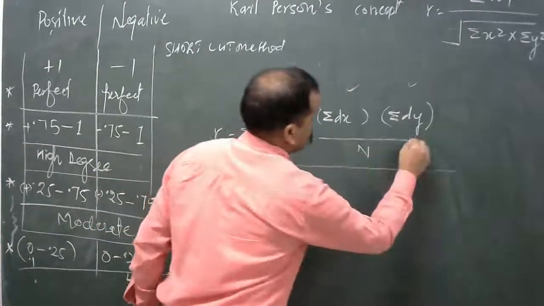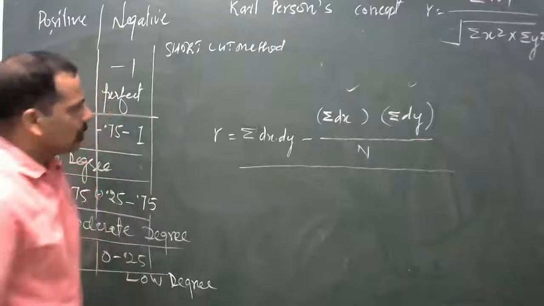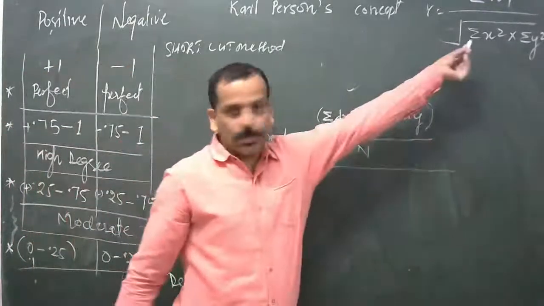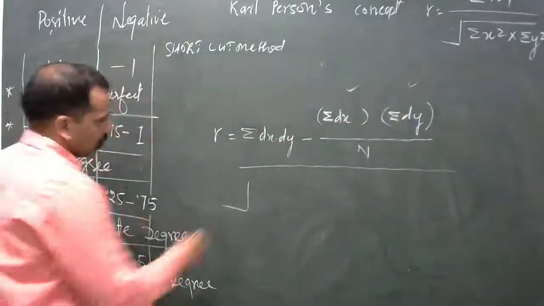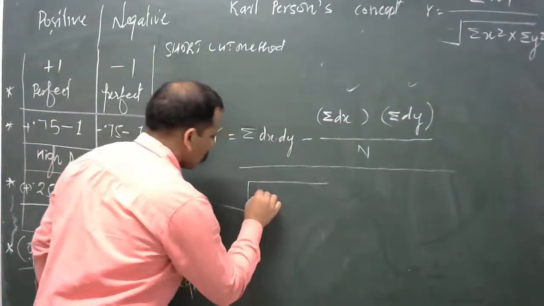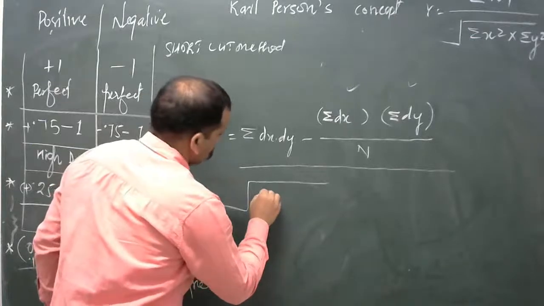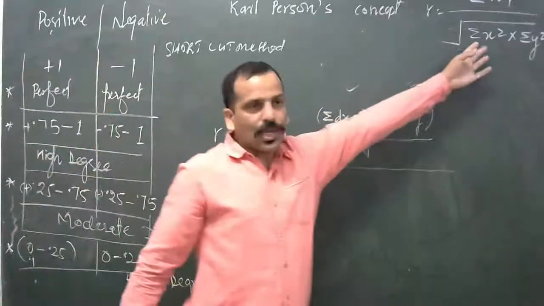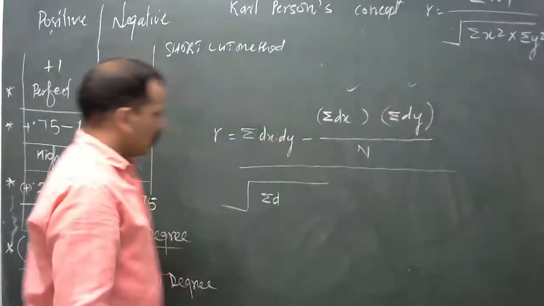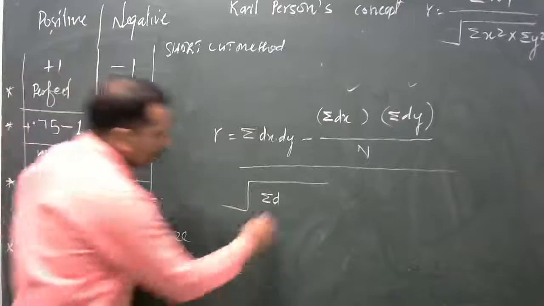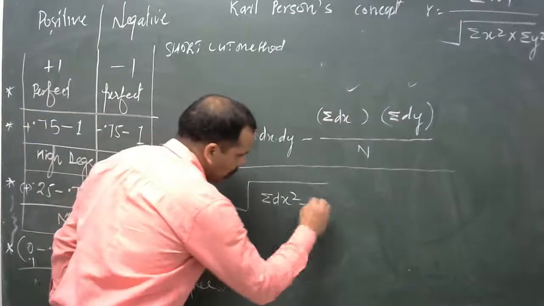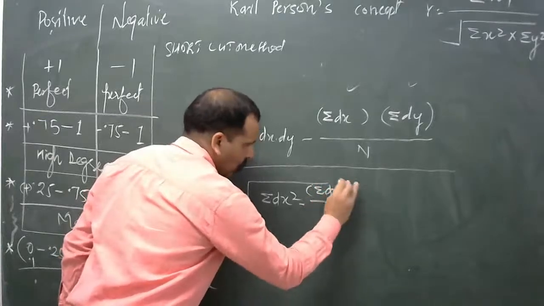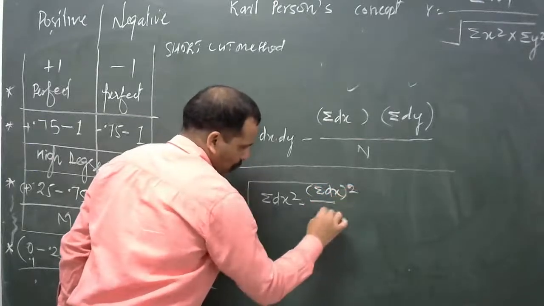Upon under root, like we have here, under root for both the variables. Summation: first of all, we take x, the x variable. So summation dx square minus bracket summation dx whole square upon n.